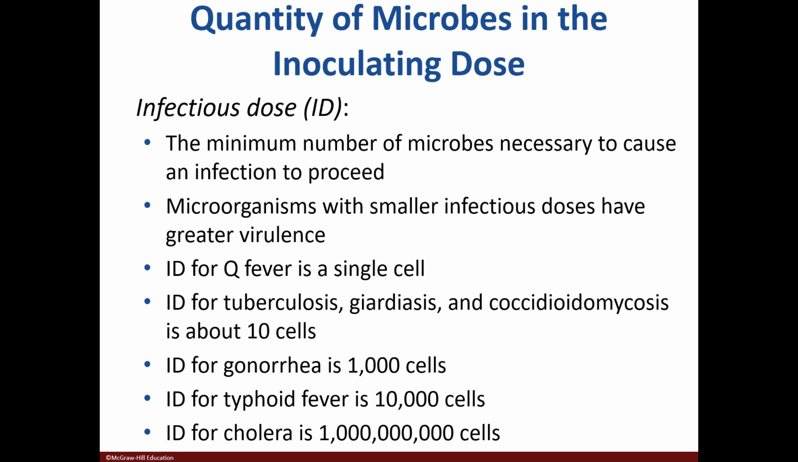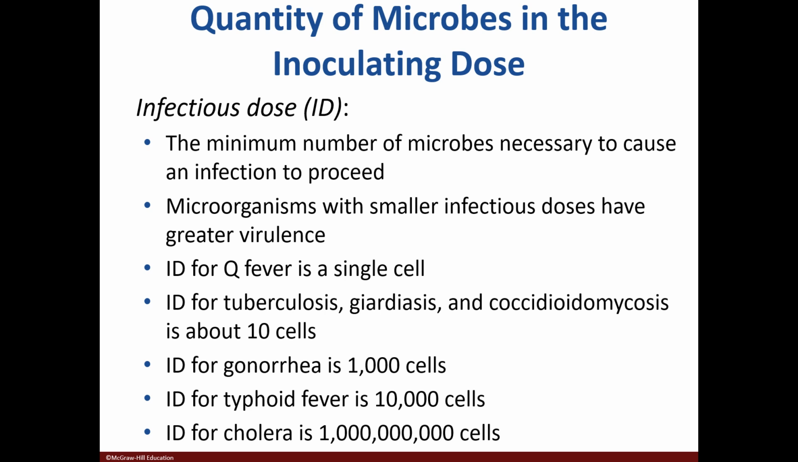Another factor that's important to the course of an infection is the amount of microbes in the inoculating dose. Infection will only occur if a minimum number of microbes, or an infectious dose, is present. Those that have a smaller infectious dose are more virulent.